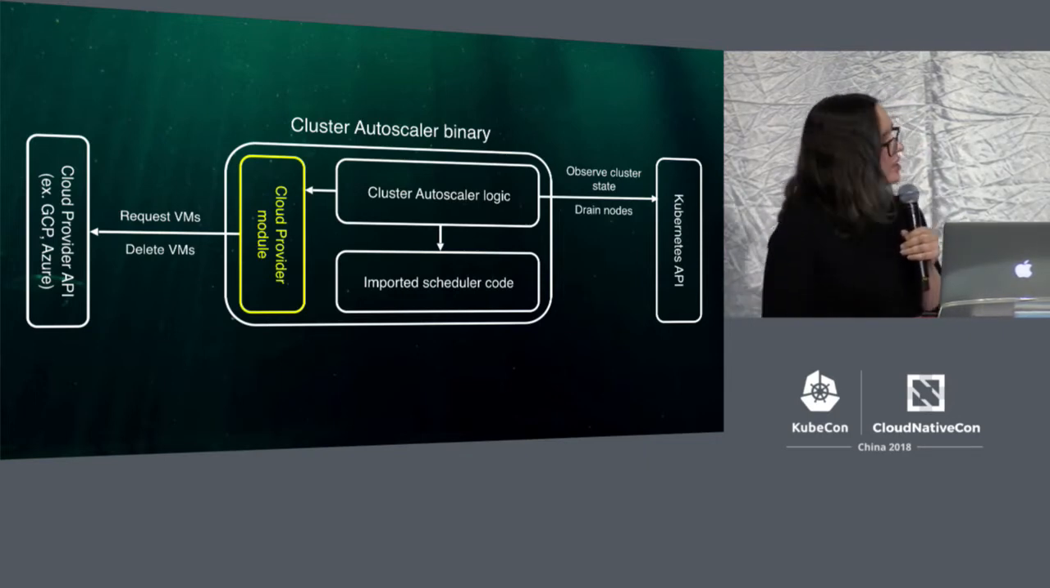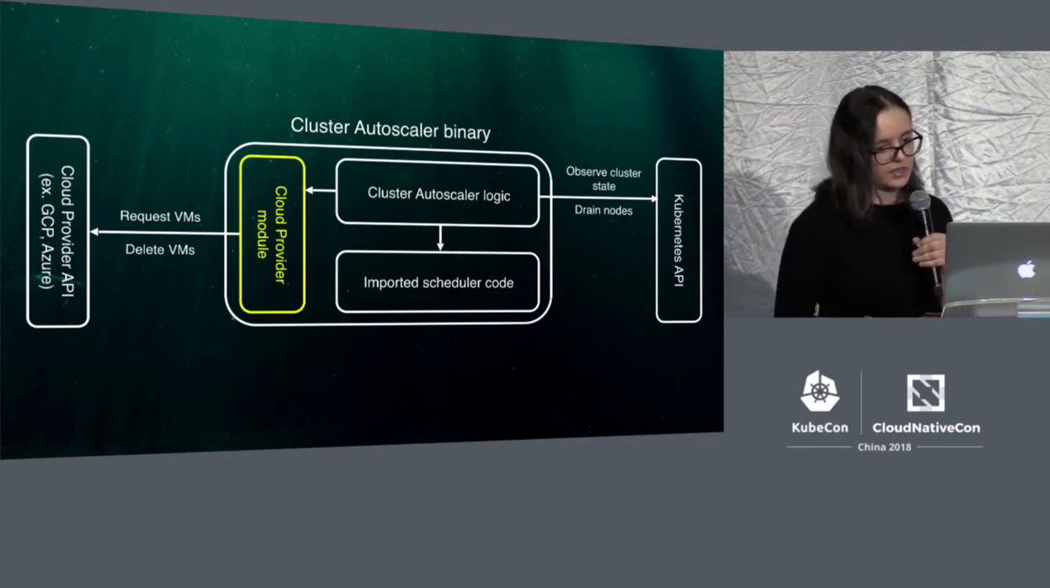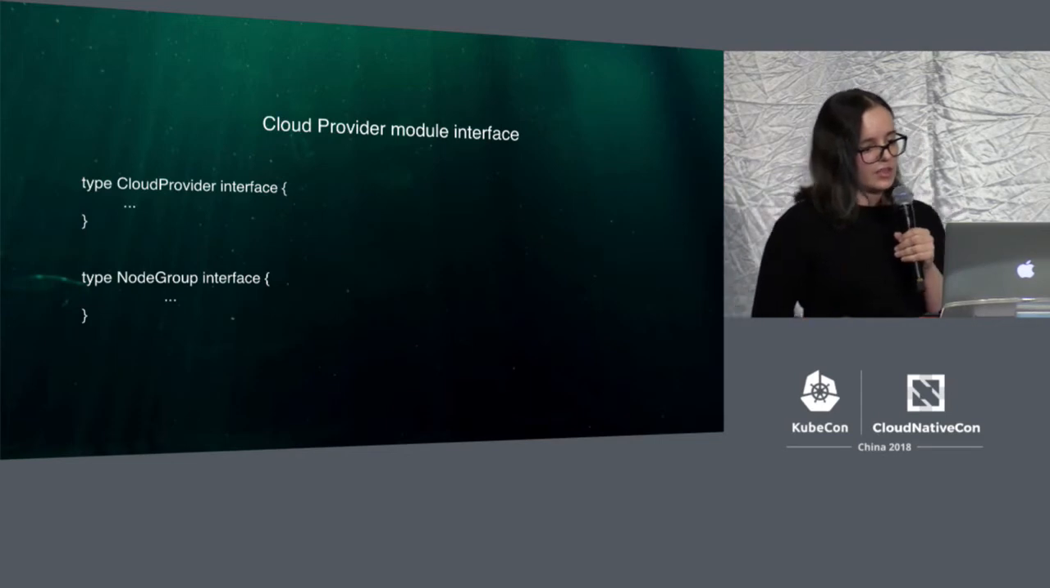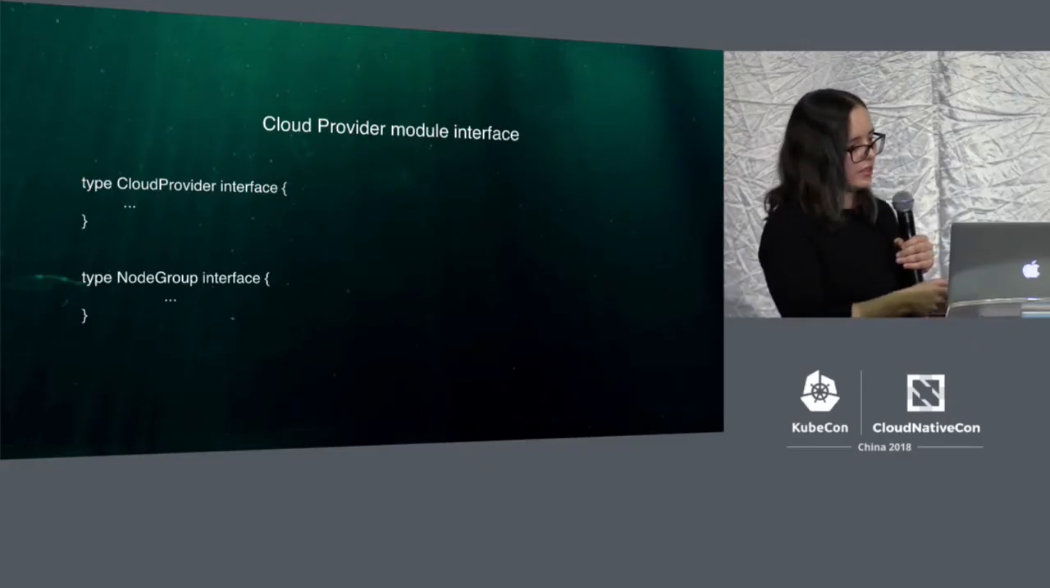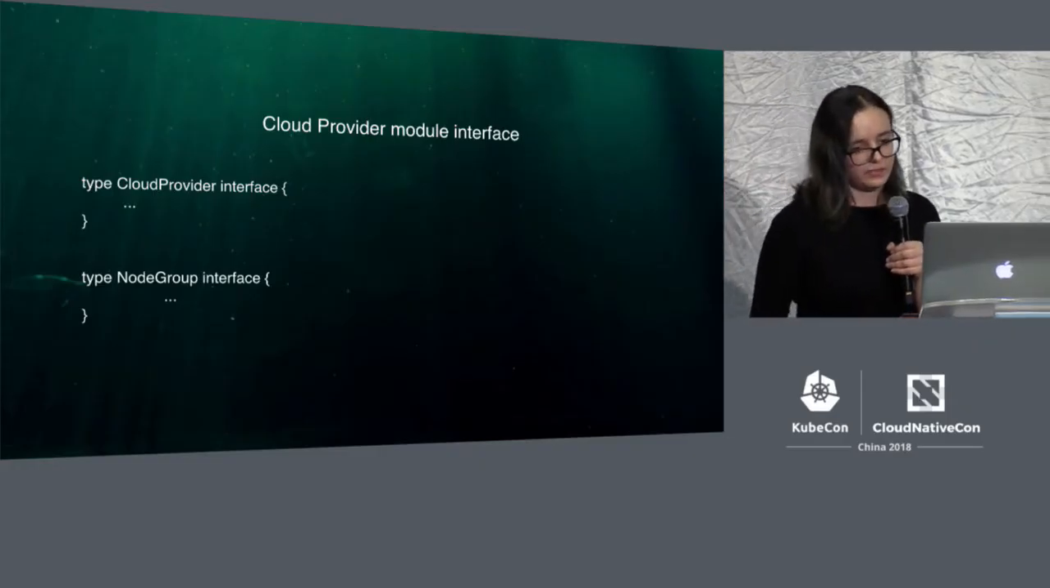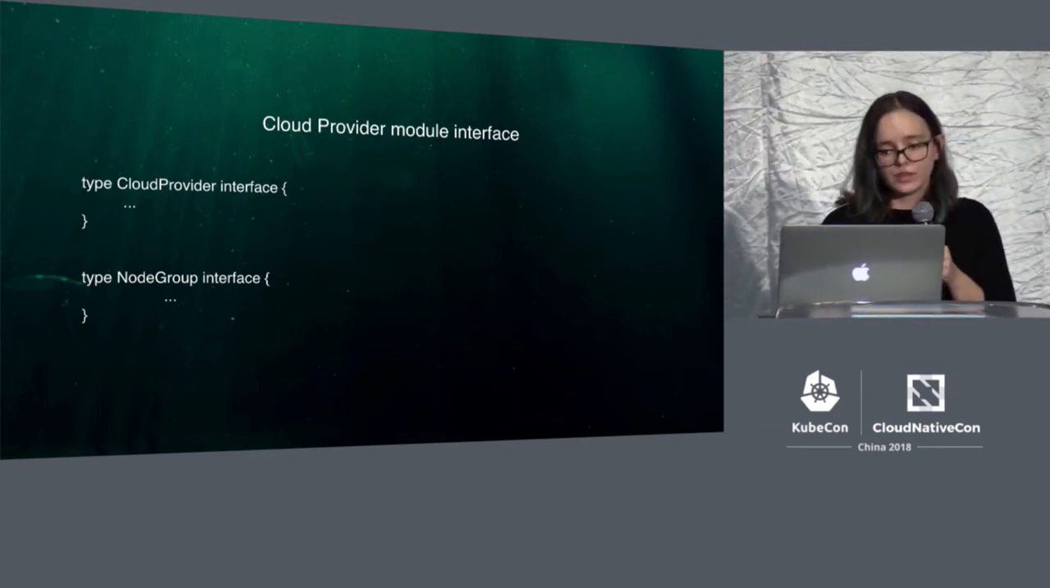But cluster autoscaler logic depends on cloud provider module behaving in a very specific way. And this is what I'm going to focus on. So the entire surface is not very impressive. It's just two Golang interfaces connecting the main logic and the cloud provider module. And the first one is primarily responsible for providing node groups, so they can really be thought of as a single thing to implement, just split into two for some syntactic sugar.